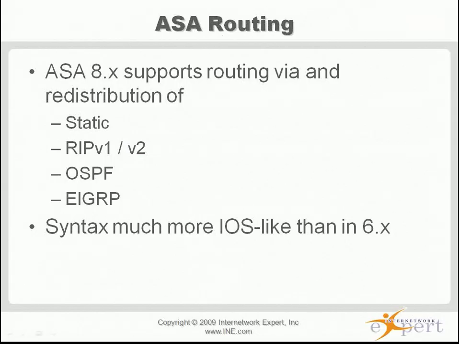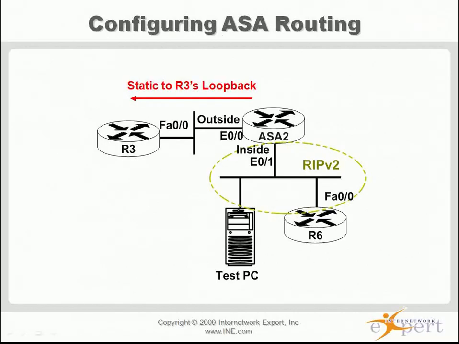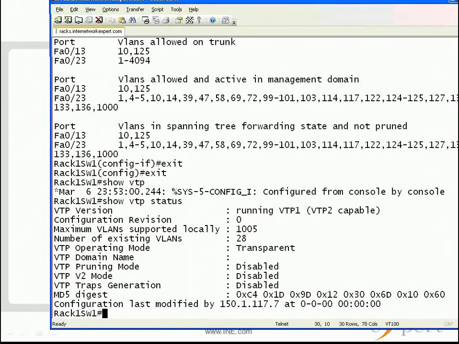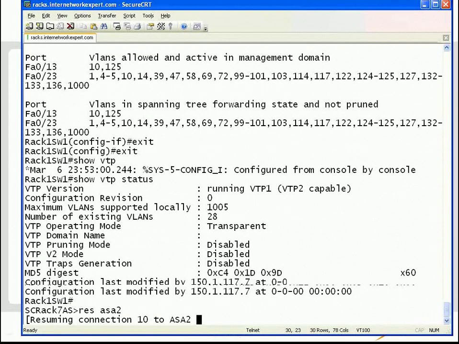So starting off, we're going to start with a basic setup here on our ASA routing. And start off with a basic setup on ASA 2. On ASA 2 here, we have our static routing setup. We're going to configure static routing connecting to router 3, and then configure RIP between ASA 2 and router 6. Go over to the ASA.